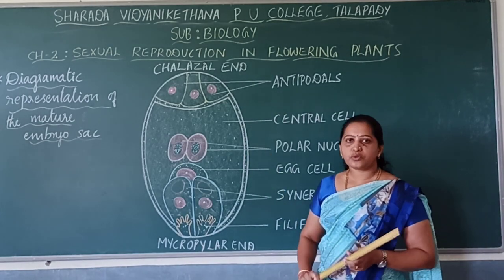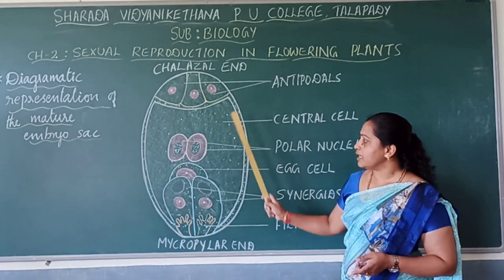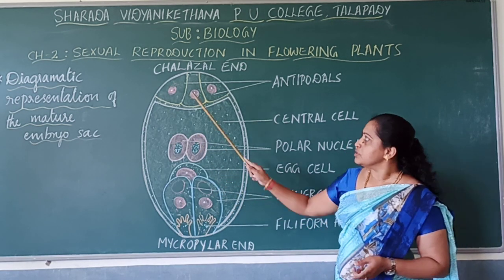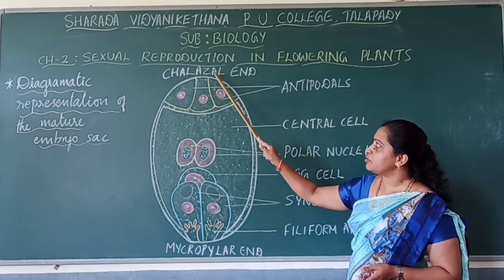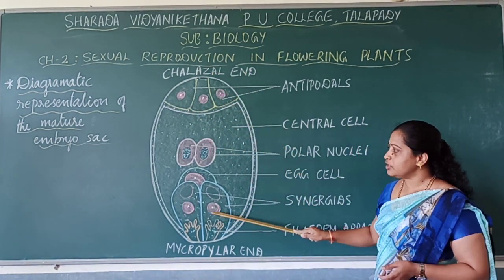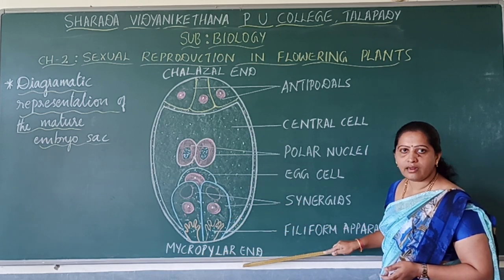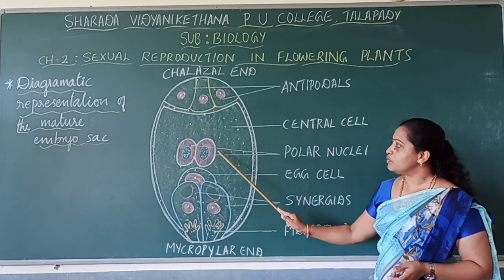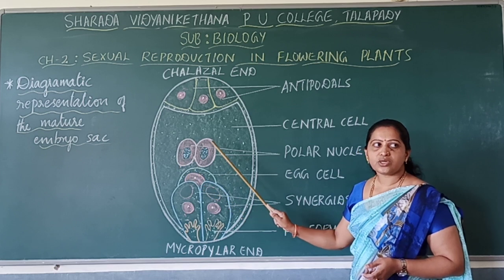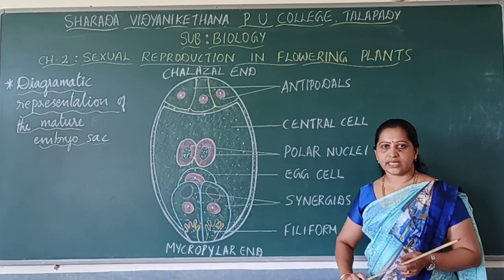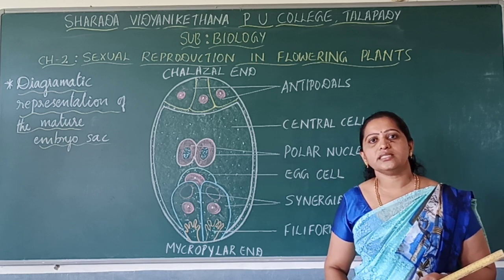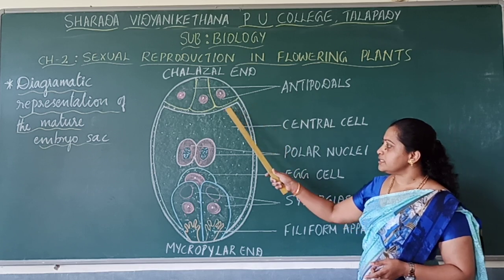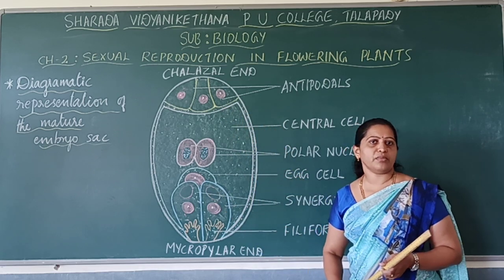So in the structure of a mature embryo sac, you can observe that there are 7 cells and there are 8 nuclei. 3 of the cells are found towards the chalazal end and 3 of the cells are found towards the micropylar end. At the center, there is a large single central cell which has 2 nuclei. Because of this particular distribution of cells as well as nuclei, we consider this embryo sac as 7-celled and 8-nucleated.